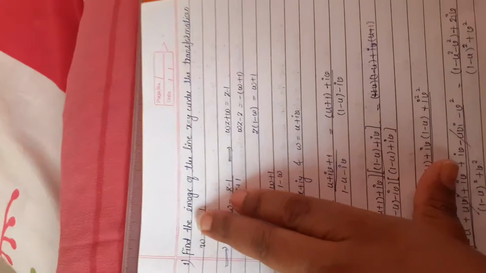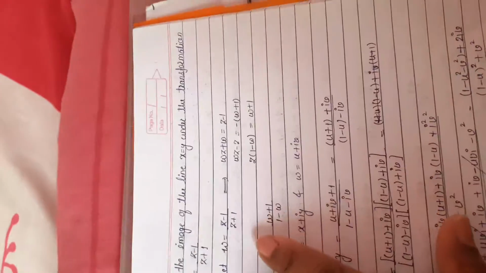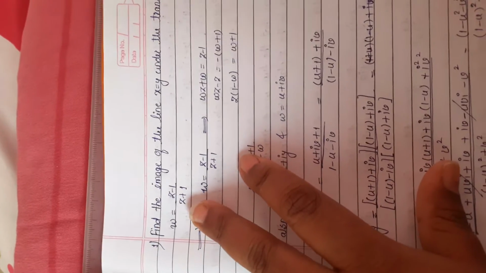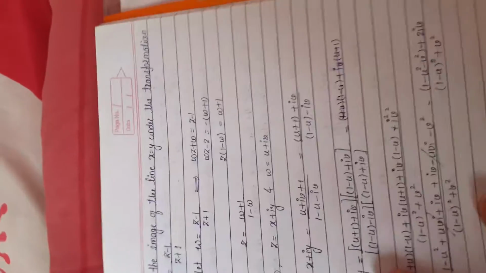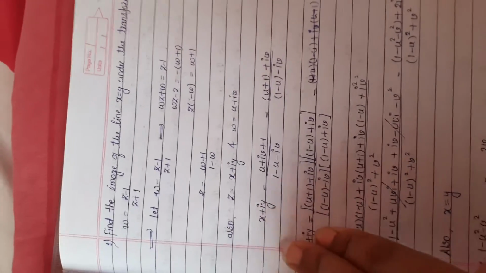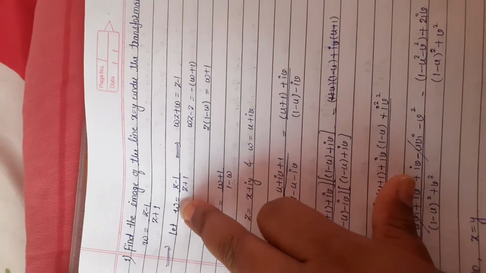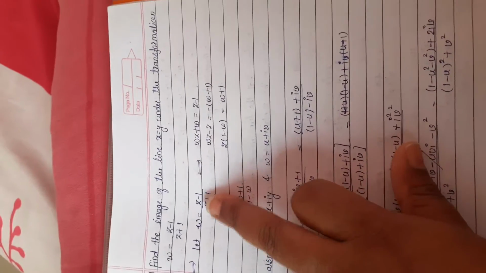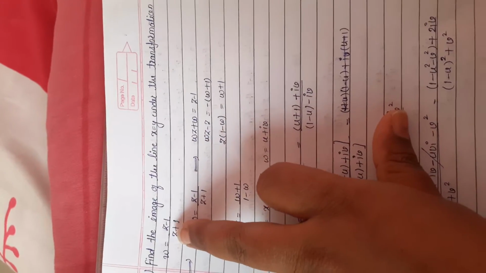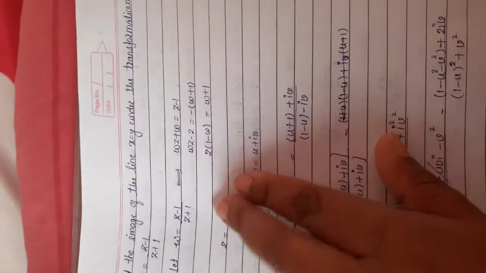So I consider the first example. Find the image of the line x is equal to y under the transformation w is equal to z minus 1 upon z plus 1. Now this is a question which is asked in question papers for 5 marks. Here w, that is the complex number, is given as z minus 1 upon z plus 1. We want the transformation of this complex number in the w plane.